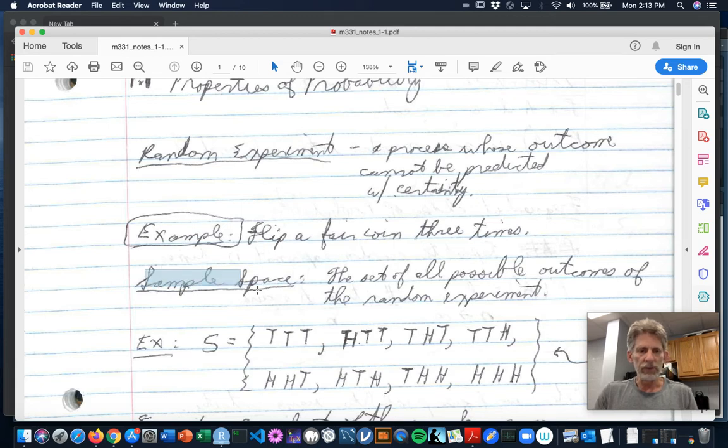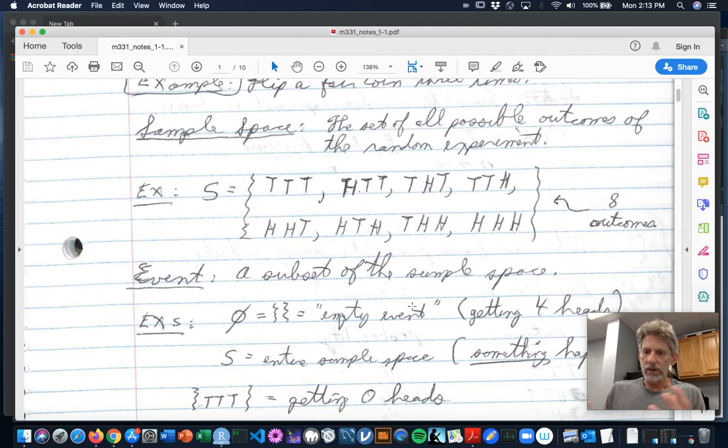Now, the next important concept involved with the random experiment is sample space. That's just defined to be the set of all possible outcomes of the random experiment. So, for example, with tossing the fair coin 3 times, the sample space, which we usually call S, is a set of 8 things. The 8 things are called outcomes. Everything in the sample space is called an outcome, and each outcome is supposed to be like a way that the experiment could have come out.